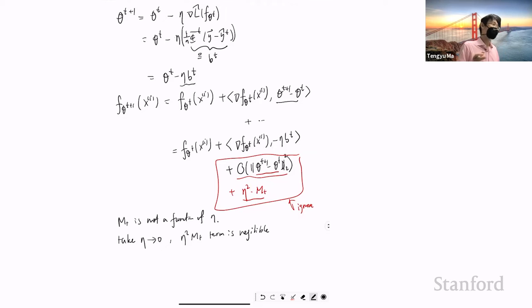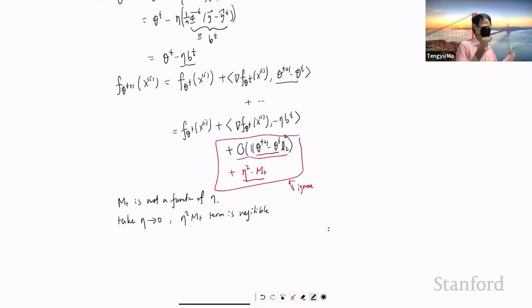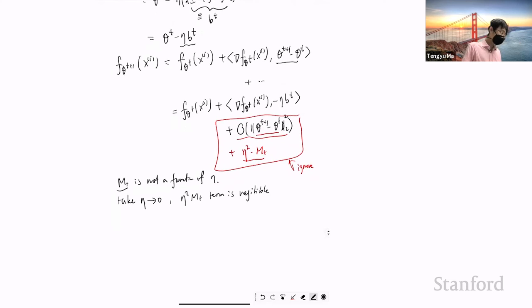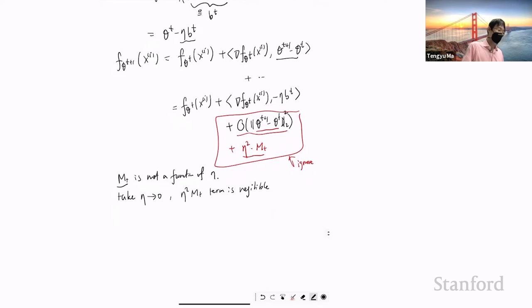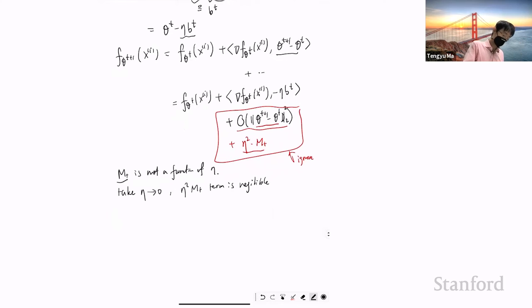We can do this more formally, but I don't want to go into so much jargon. There's a way to bound mt by something, and whatever you bound it by, you then say that if eta is small enough, eta squared times mt becomes negligible. That's basically how you formally do it. So if you ignore this second order term, then everything becomes so simple. So for now, let's ignore the second order term.